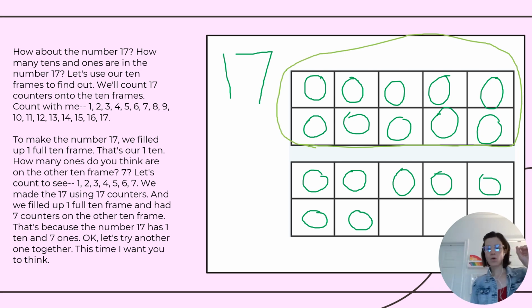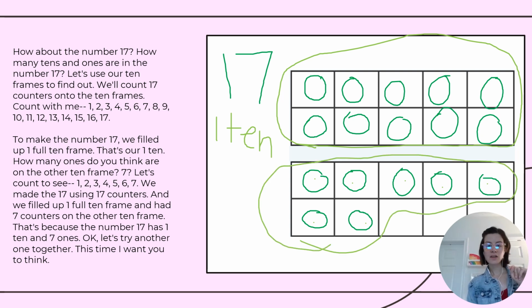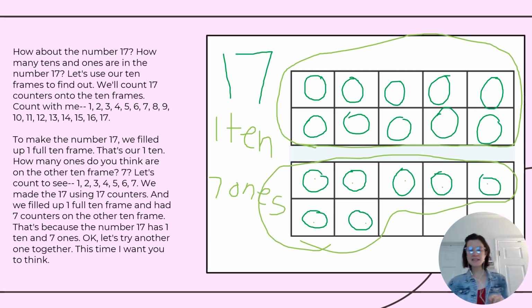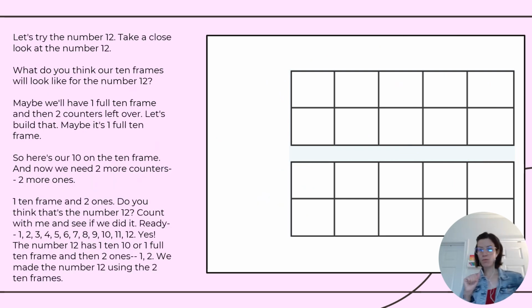So that's 1 ten, okay? And then at the bottom here, I have 1, 2, 3, 4, 5, 6, 7. I have 7 ones. 1 ten and 7 ones is what makes up the number 17. Okay, so 17 is the same thing as saying 1 ten and 7 ones. We're going to try one more, the number 12.